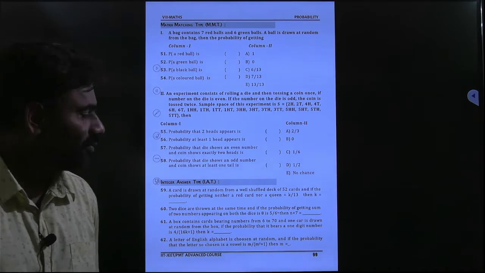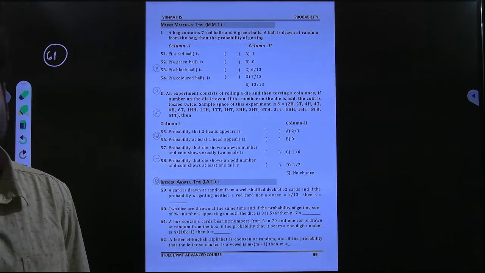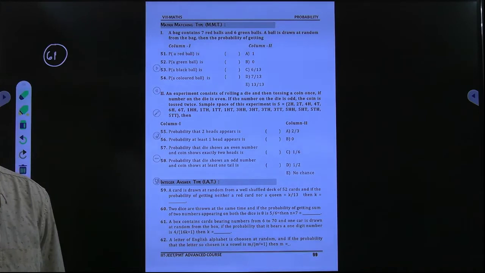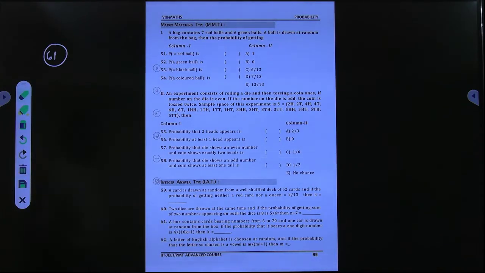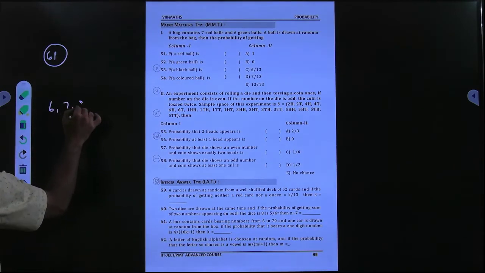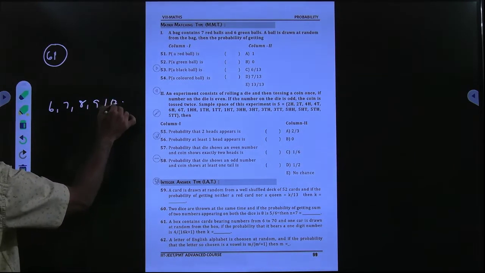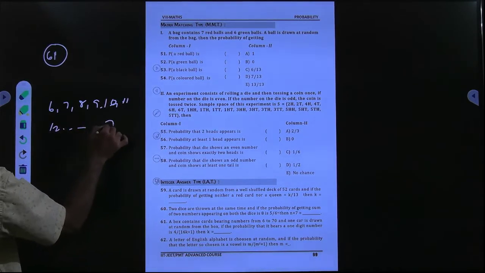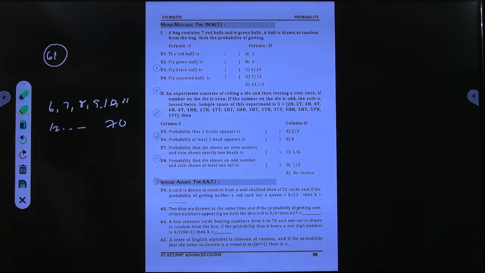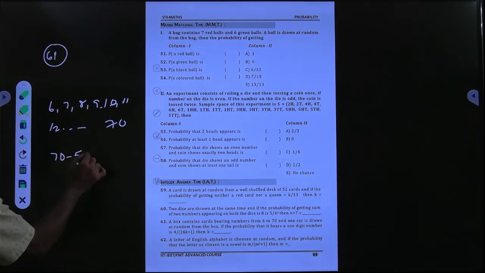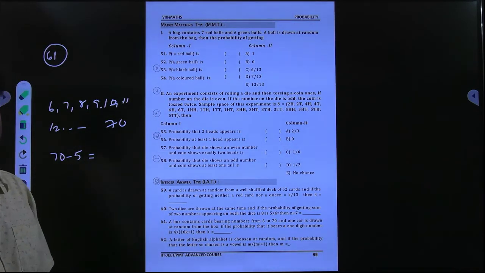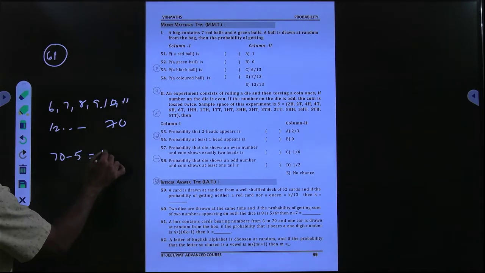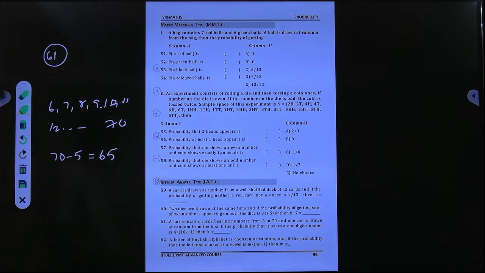One digit number means single digit numbers like 1, 2, 3, 4, 5, 6, 7, 8, 9. Yes, but card numbers are started from 6. 6, 7, 8, 9, 10, 11, 12 up to 70. Then total number of cards are 70 minus 5. Why? Because we have started from 6 onwards, so we should subtract the first 5. 70 minus 5 means 65. There are 65 cards totally.